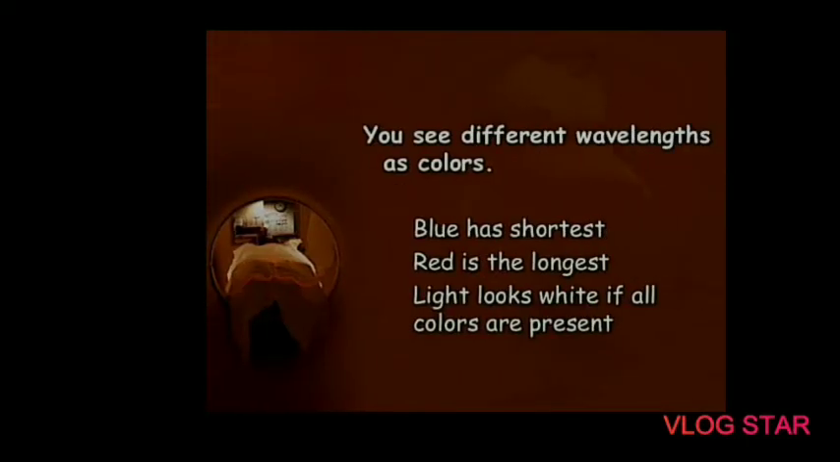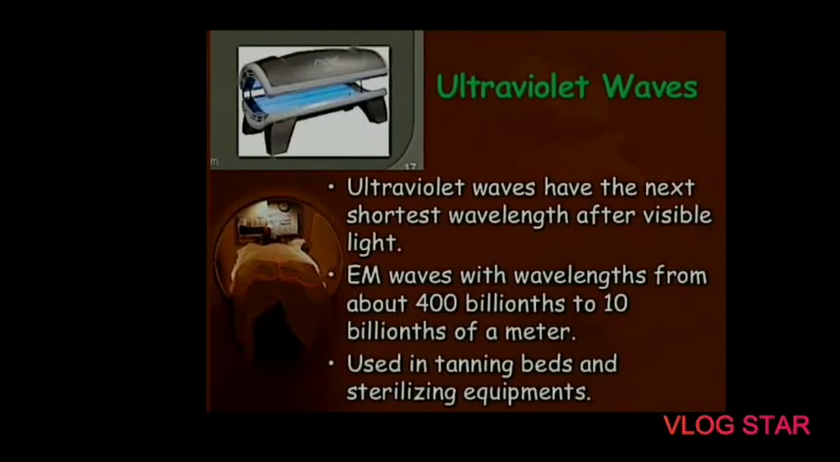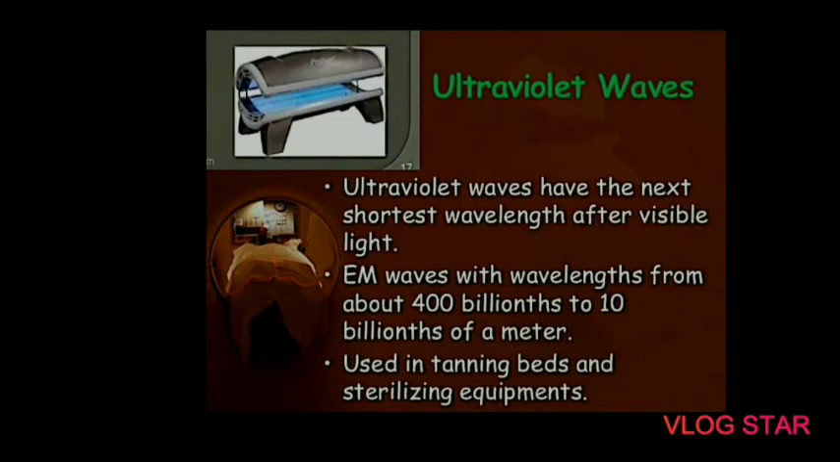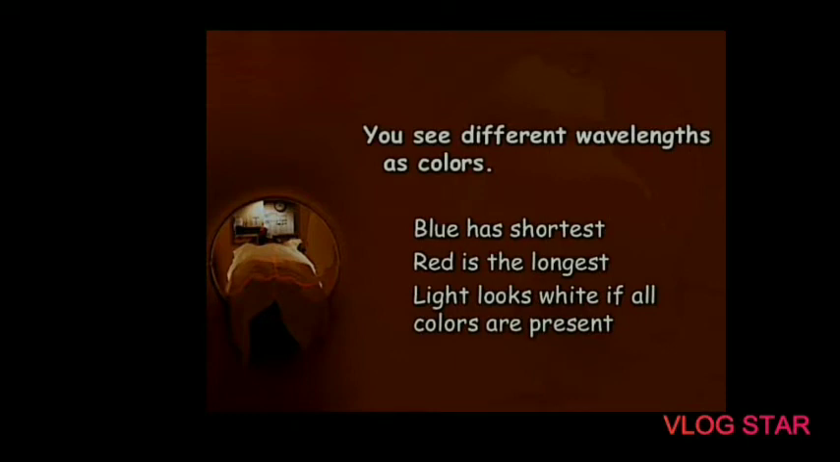The next type of spectrum is ultraviolet waves. Ultraviolet waves have the next shortest wavelength after visible light, with wavelengths from about 400 billionths to 10 billionths of a meter. These ultraviolet waves are used in tanning beds and sterilizing equipment. And as we know, blue has the shortest wavelength and red has the longest wavelength.